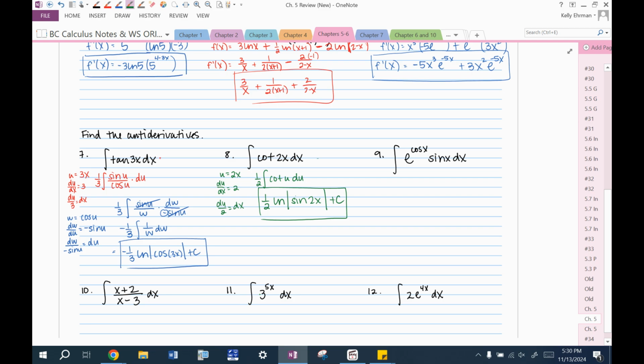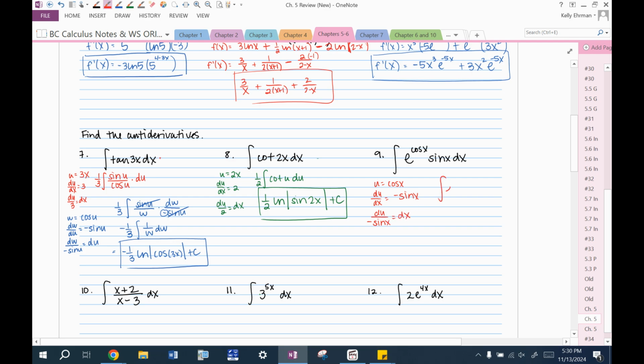All right, if you want the long way, see the Post-it answer key for how I did that. It's similar to this. All right, number 9, u is the exponent, so u is cosine x. du/dx is equal to negative sine x. That means du divided by negative sine x is equal to dx.